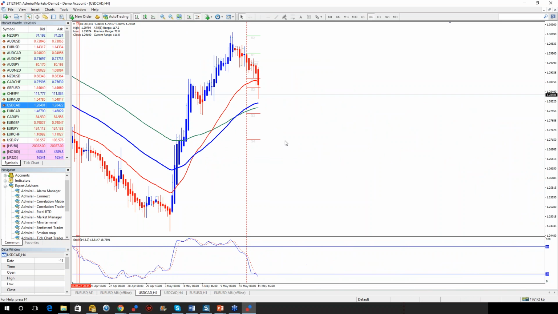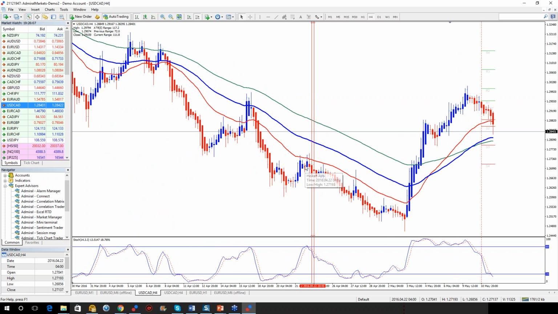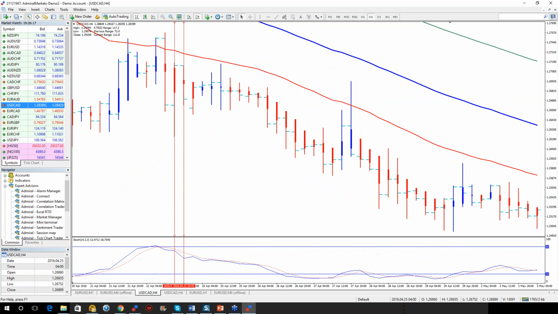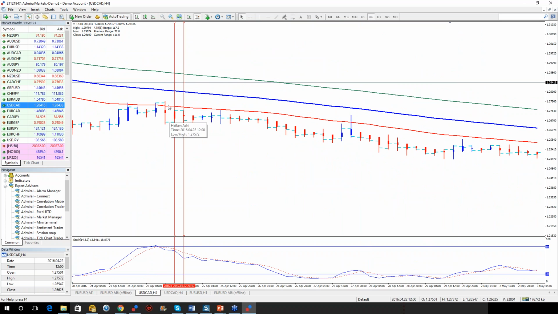So 4 hour, watch this, guys. You don't ever take this candle as the cue for taking the entry. This candle, this is a doji candle here. Okay, this is not a good one. Look at this. This is a doji candle. So it's not that good.